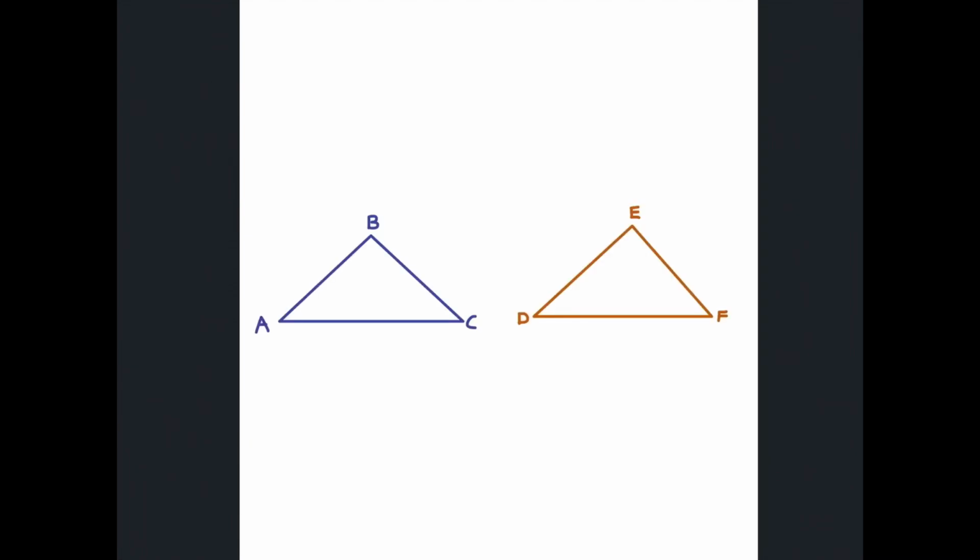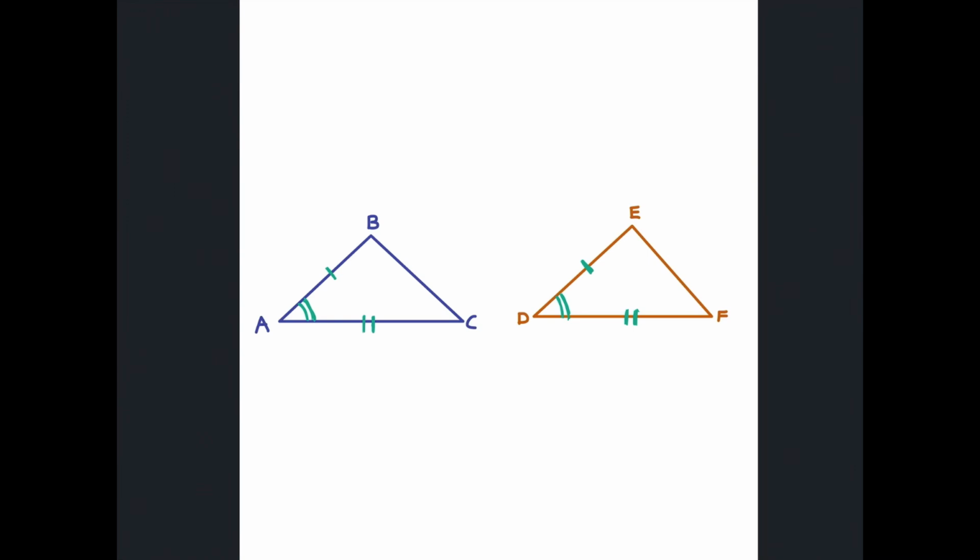Now let's take a look at another way of proving triangles congruent. Let's say that we have 2 triangles, triangle ABC and triangle DEF. Let's say that segment AB is congruent to segment DE. Let's also say that segment AC is congruent to segment DF. Now, let's also say that angle A is congruent to angle D. If we know that 2 sides of a triangle are congruent and the angle in between them is congruent, then we can prove these 2 triangles congruent.